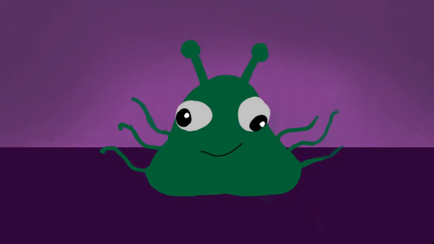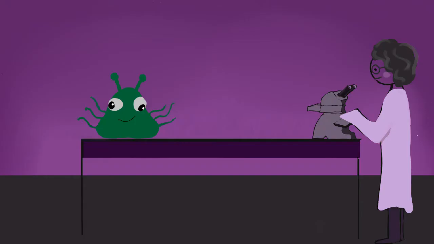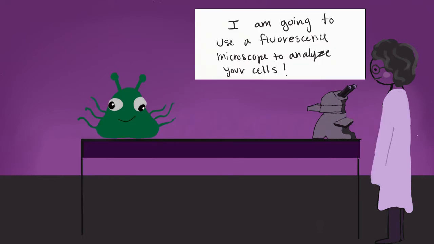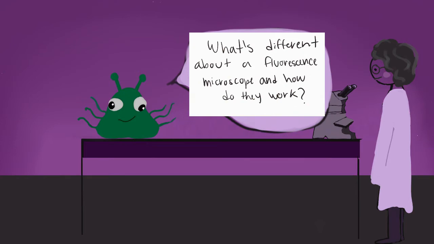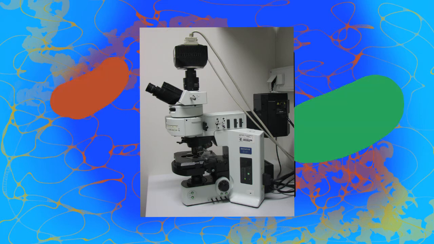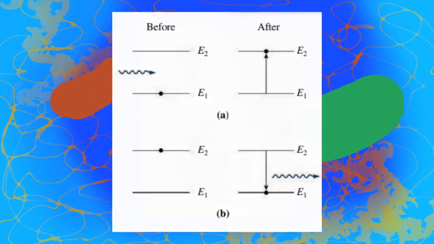Dornberger began by removing a chunk of skin from the alien's body and dissecting the cells under a microscope. What are you doing? I'm going to use a fluorescence microscope to analyze your cells. What's different about a fluorescence microscope and how do they work? Just like normal microscopes, fluorescence microscopes are used to visualize small-scale phenomena such as cells or the organelles within them. However, fluorescence microscopes have one small wrinkle. They use optical emission to highlight structures of interest. What the heck is emission?